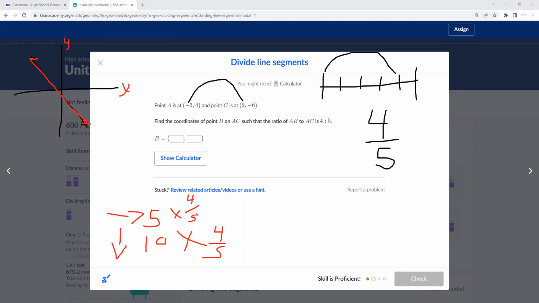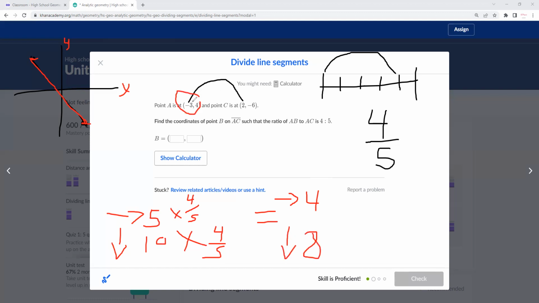5 times 4/5 gets you 20/5, which is 4. I hope you all know how to do fractions. You've got to know fractions, especially taking high school math. You're always going to deal with fractions. You can also use a calculator though if needed. 10 times 4/5 is 40/5, which is, I can't think right now. Hold on, 8.